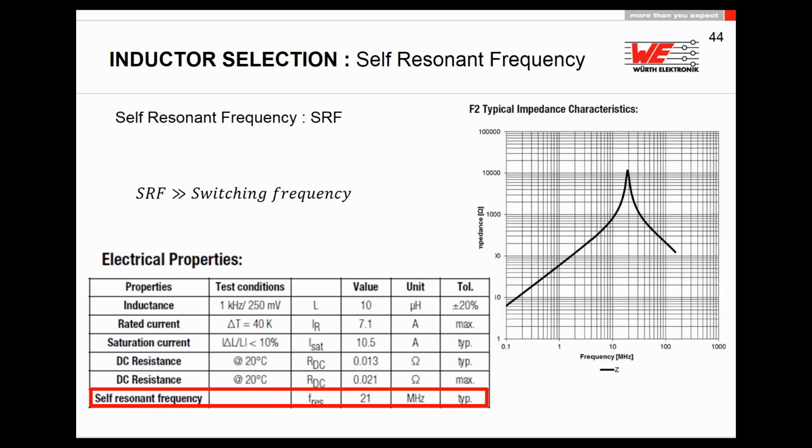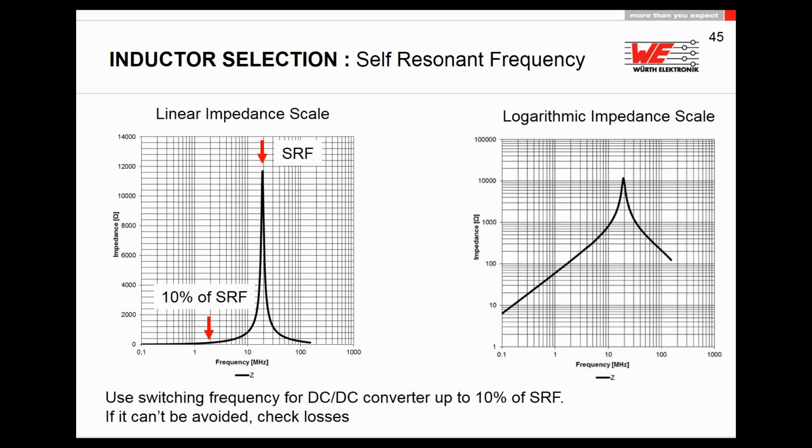The self-resonant frequency is also very important to pay attention to. The self-resonant frequency must be much higher than the switching frequency. If you look at this impedance characteristic of the inductance, sometimes you may have the problem that some manufacturers give a linear impedance scale, others a logarithmic impedance scale. You can see here the comparison; it's only a different scaling.